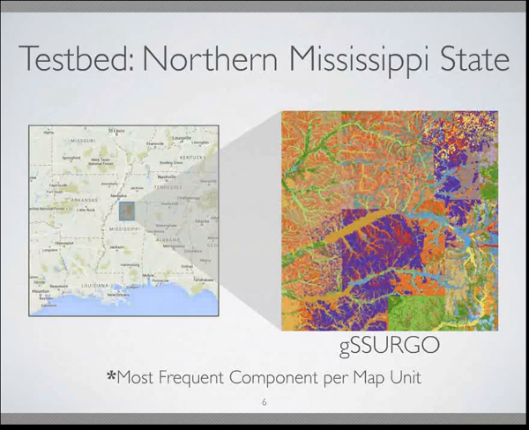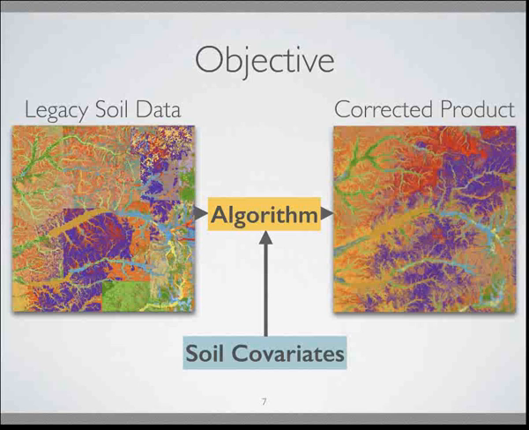So here's this test bed in northern Mississippi. And once again, I'm showing the most frequent component per map unit that gSURGO is giving me. And you can see this clear county boundary problem. So the question that we pose, and the objective of this whole project, is how can I take this legacy soil data, and how can I take these soil covariates and create some form of an algorithm that can then give me a corrected product. So in this way, it's effectively the harmonization problem. And how can I use data mining or machine learning to accomplish this goal?